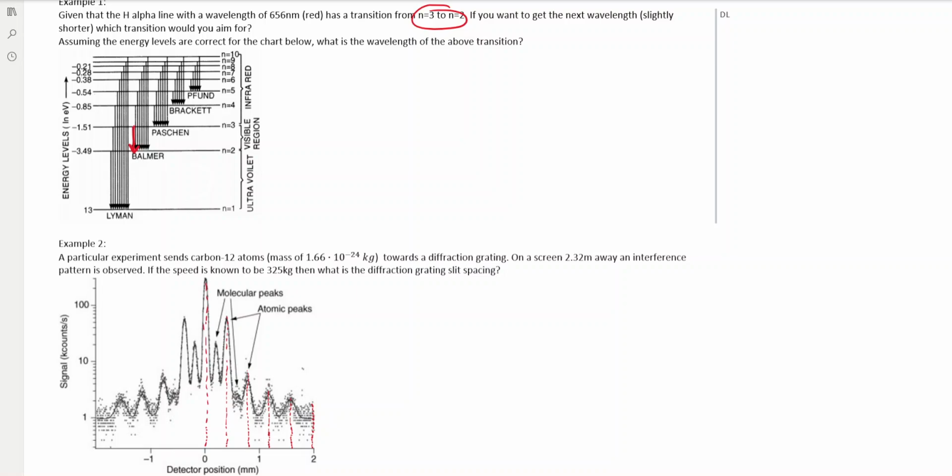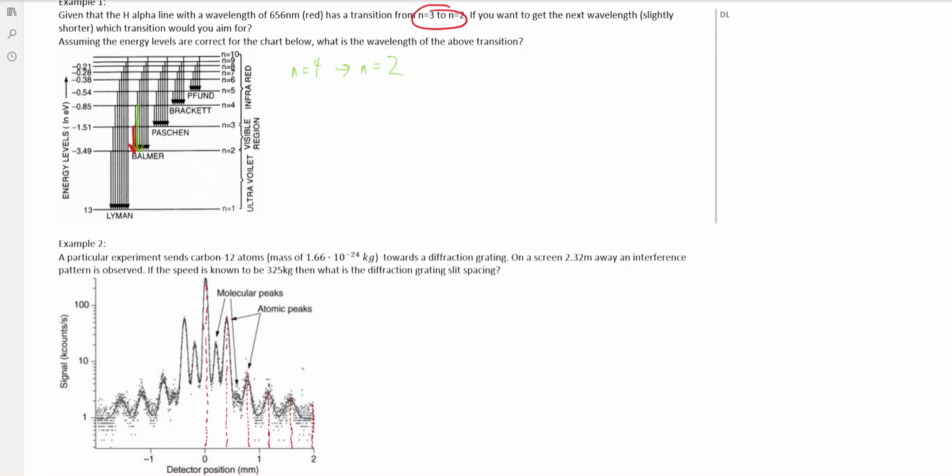So if you want to get the next color available, we know that the next color is going to be going from here to here. So it's going from what level to what level? Well, it's going from n equals 4 to n equals 2. That would be the next wavelength. It's slightly more energy, which means it's slightly higher frequency, which means it's slightly shorter wavelength. Assuming that the energy levels are all correct here, what is the wavelength of the above transition?